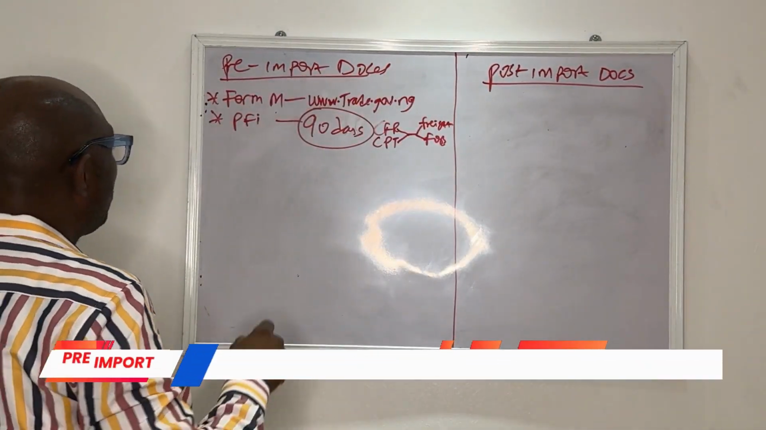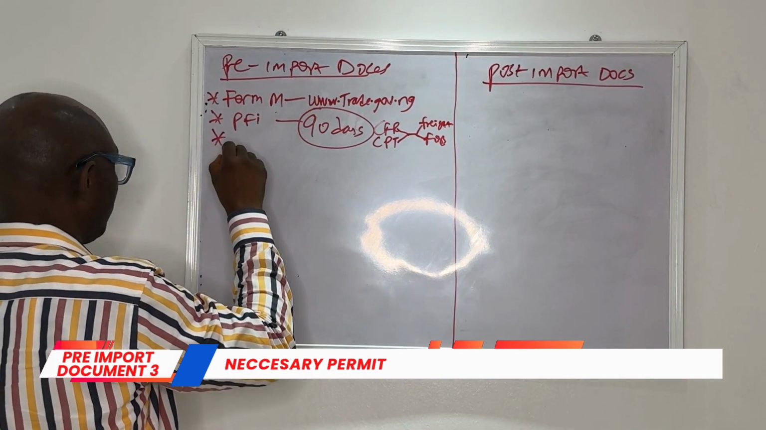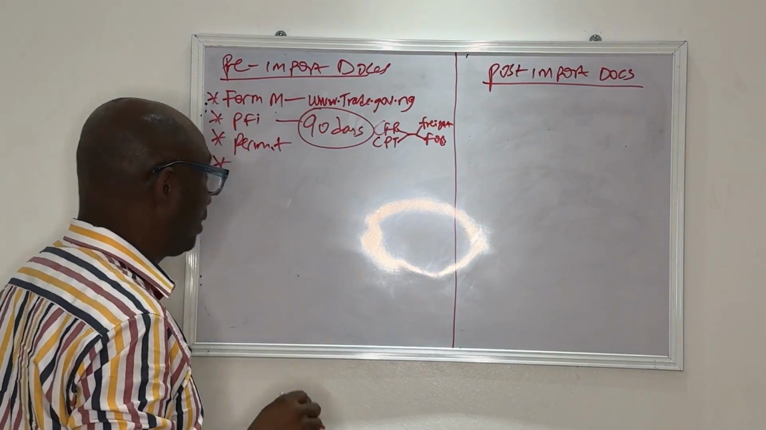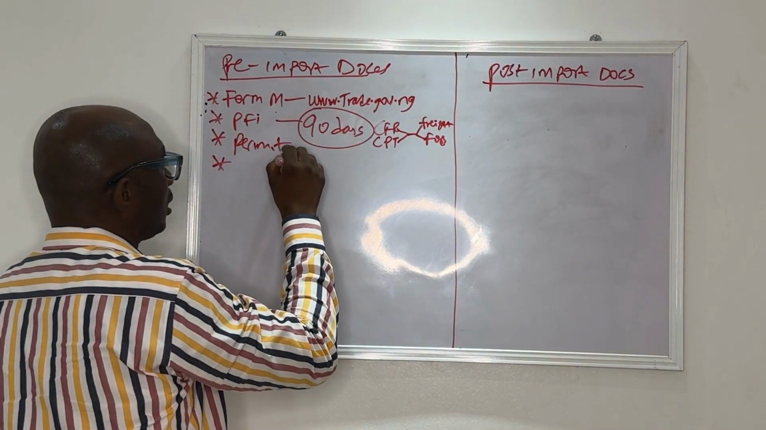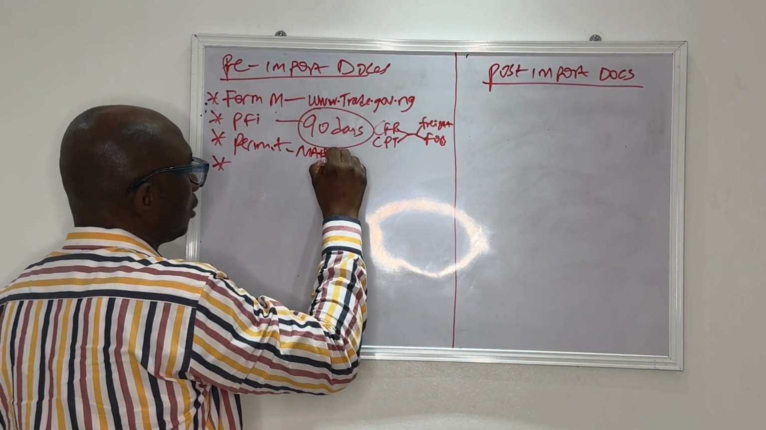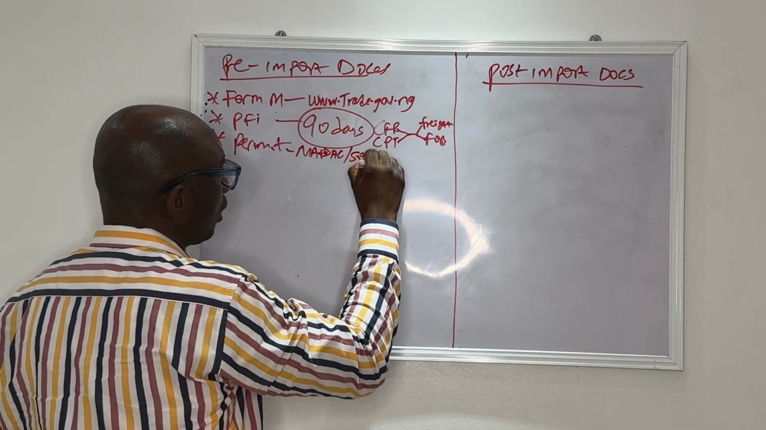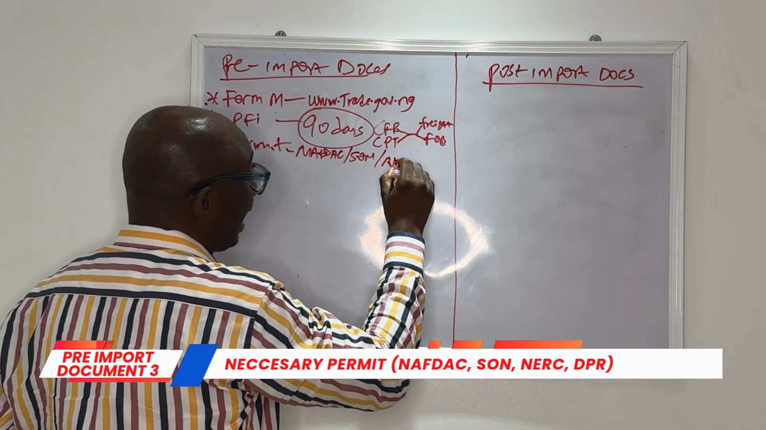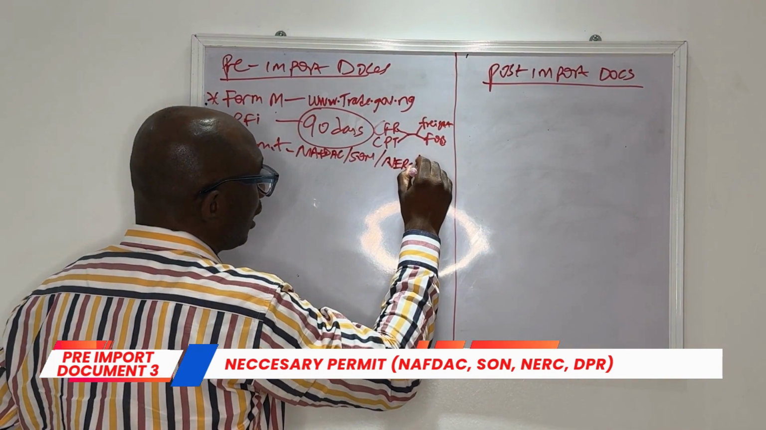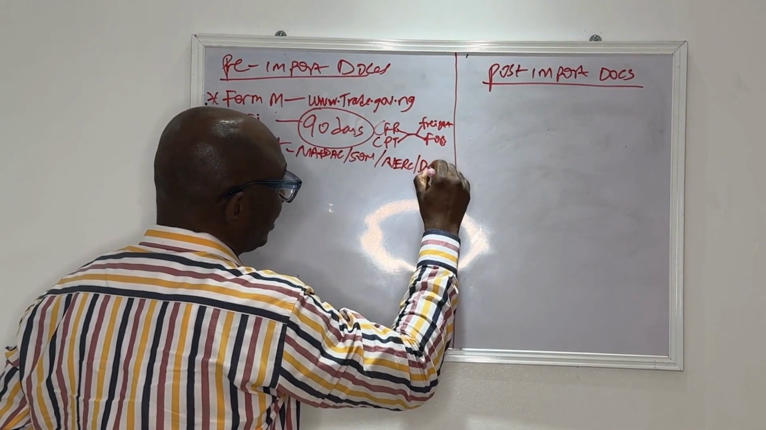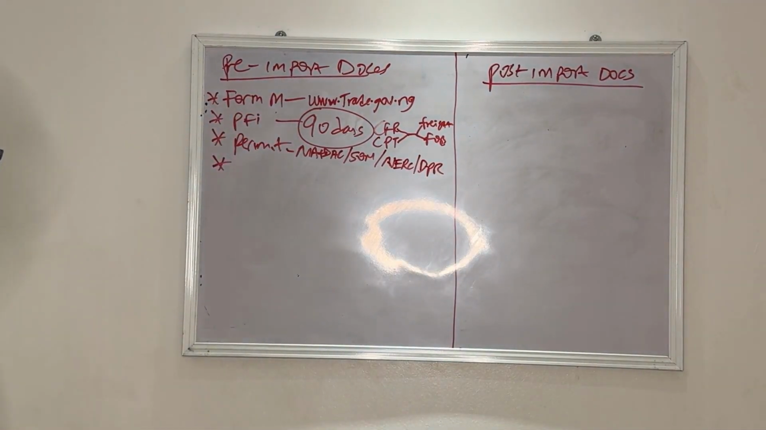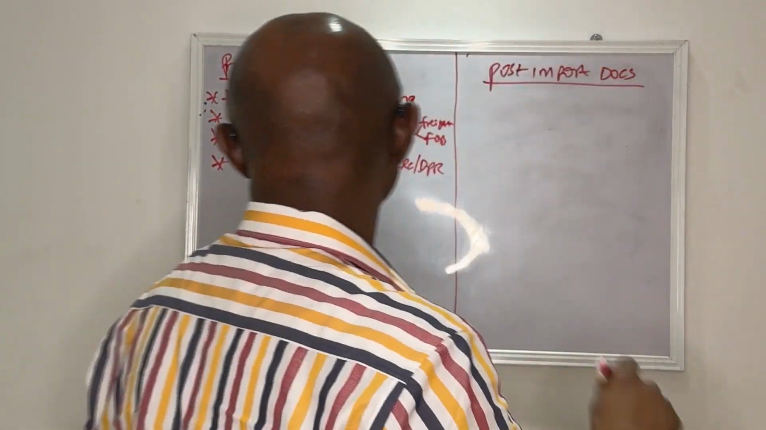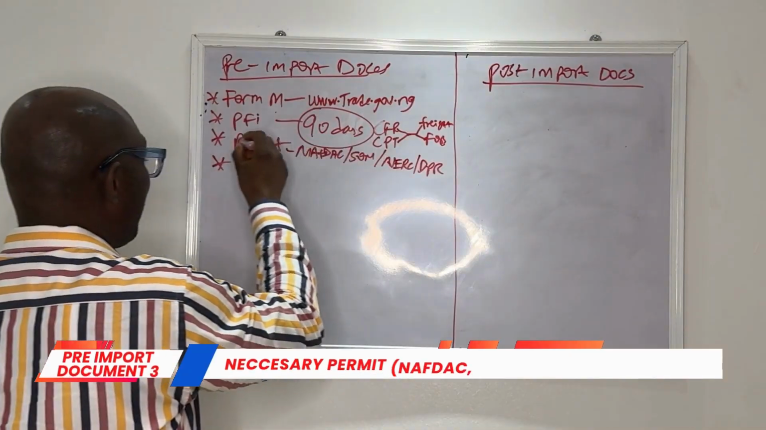From Form M, then you attach the necessary permit. This permit might include NAFDAC or SON or the Nigeria Electricity Regulatory Commission, or if it is an oil product, a DPR license. Different permits depending on the nature of the item you are importing. So you fill the form, you attach the permit.